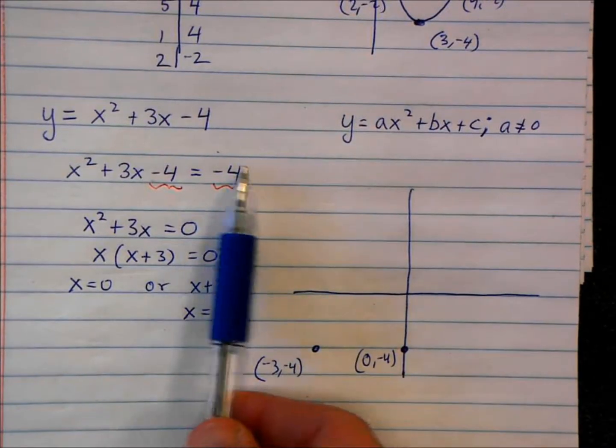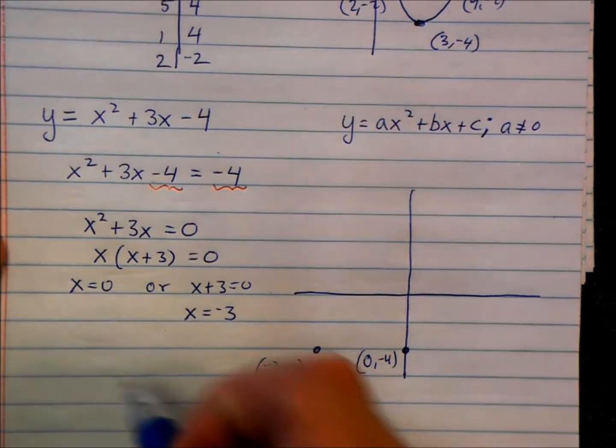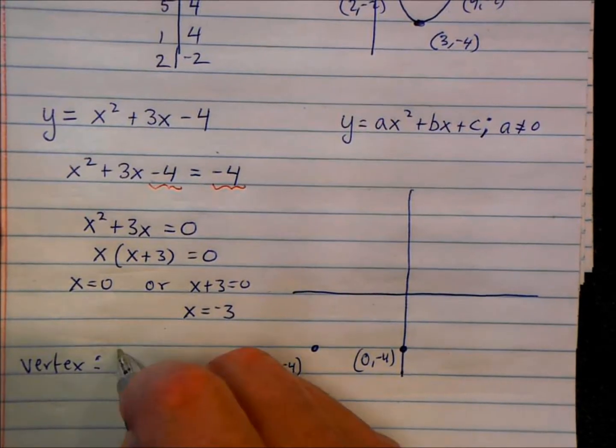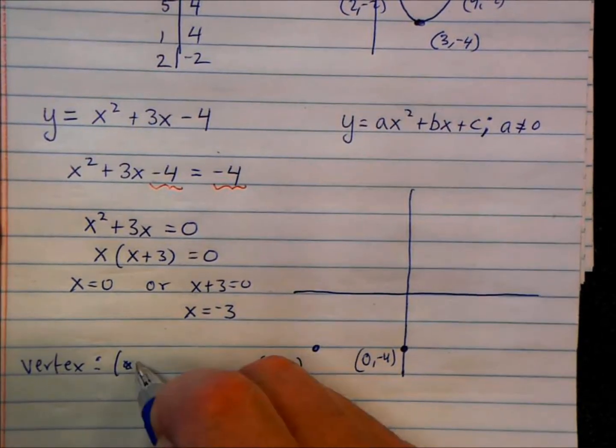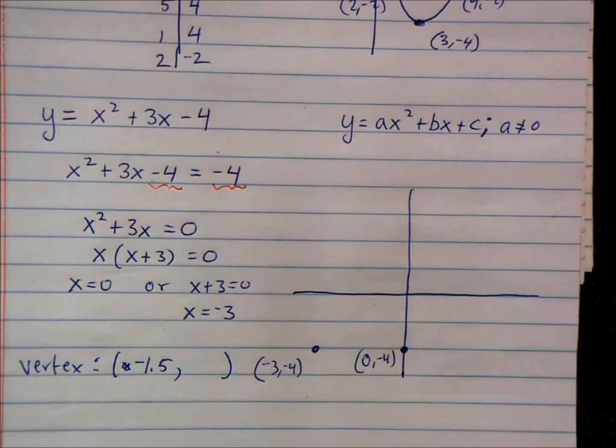So what this technique does, by setting it equal to the constant, it gives us 2 points at the same height. Where does the vertex have to be? The vertex has to be halfway in between. So what's halfway in between negative 3 and 0? Negative 1.5. So the vertex is going to happen at x equals negative 1.5. But then I also need to know the y number. How am I going to find the y number?